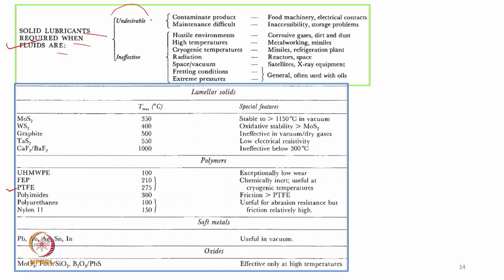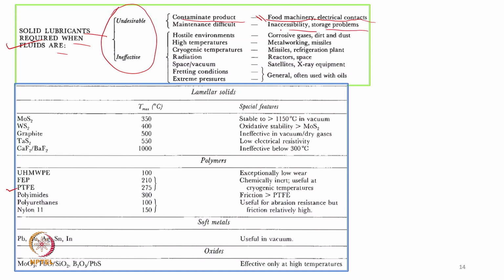When liquid lubricant becomes undesirable or ineffective, then we really require a solid lubricant. Liquid lubricant becomes undesirable in any contaminated situation, like in the food industry or electrical context, where we can't use liquid lubricant. So we use the solid lubricant.